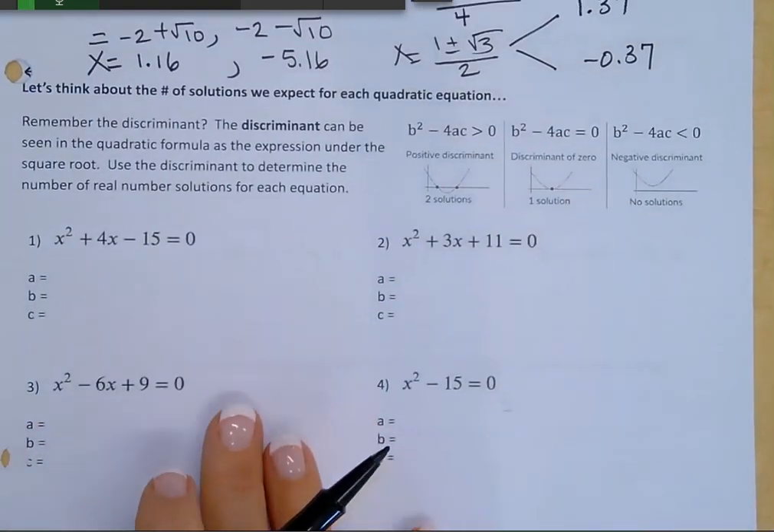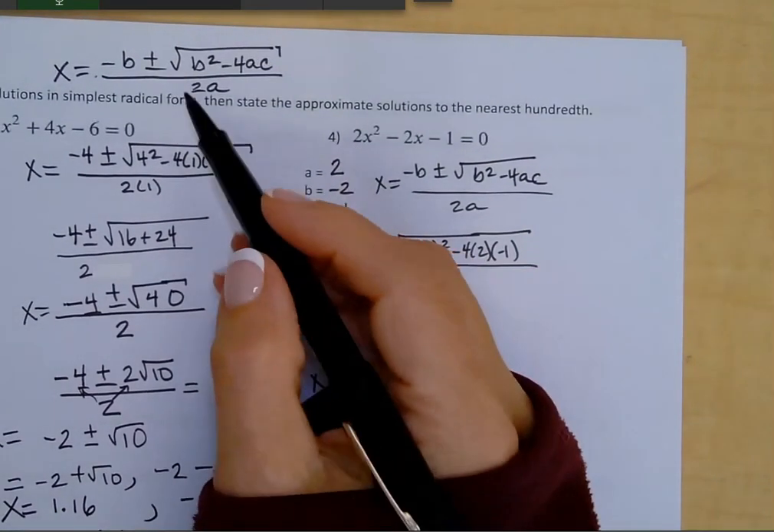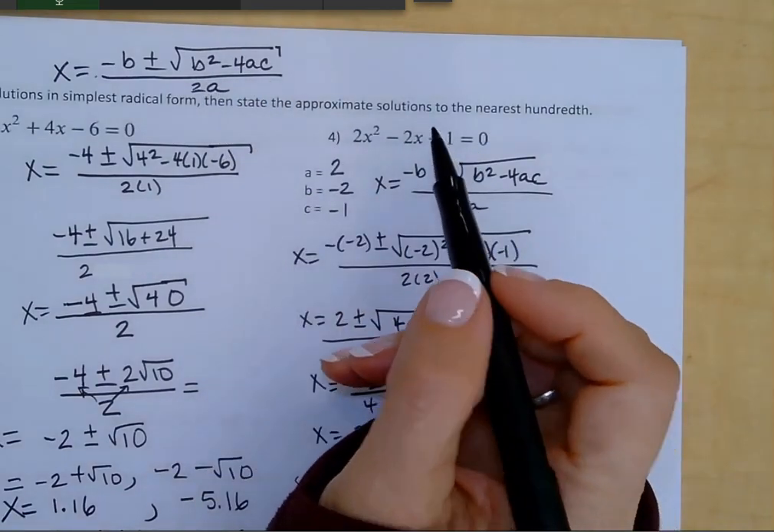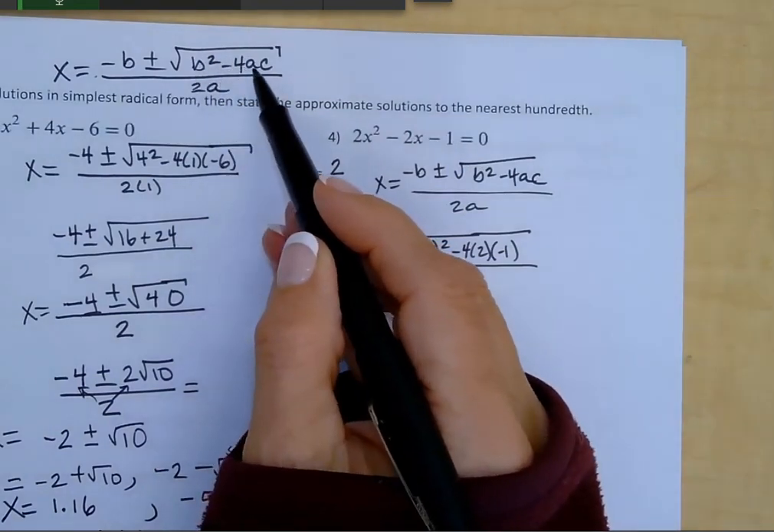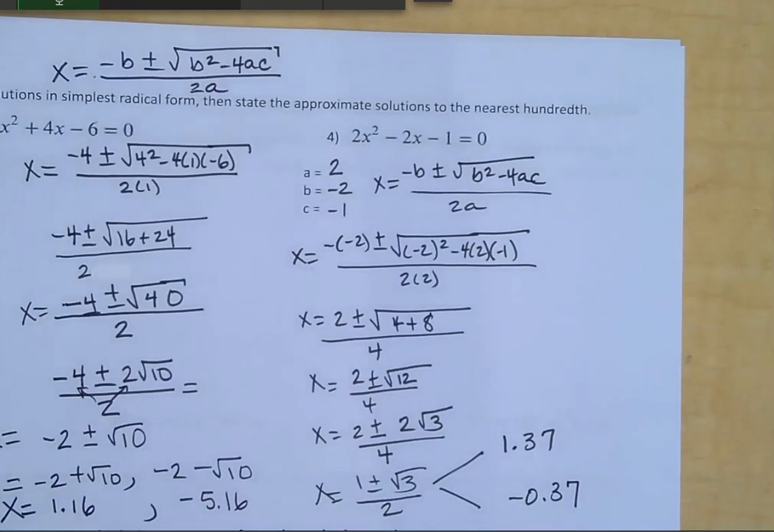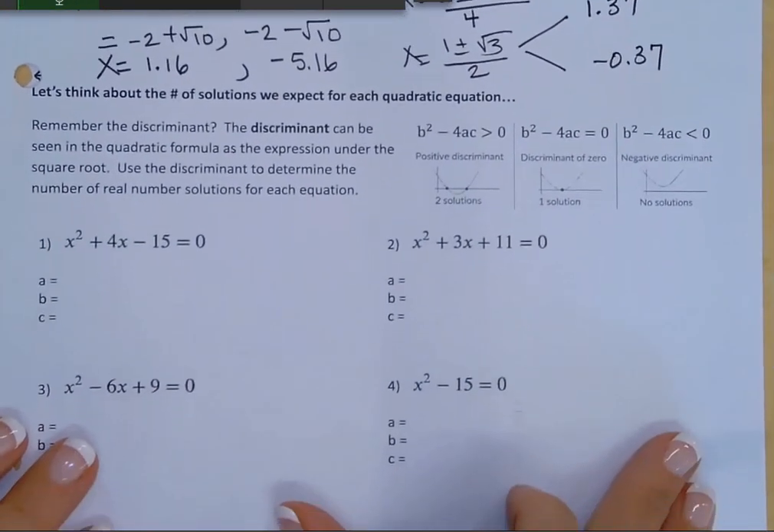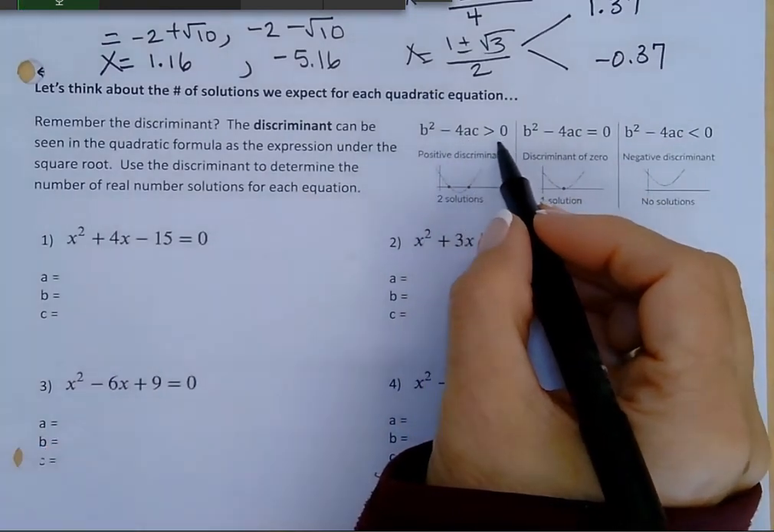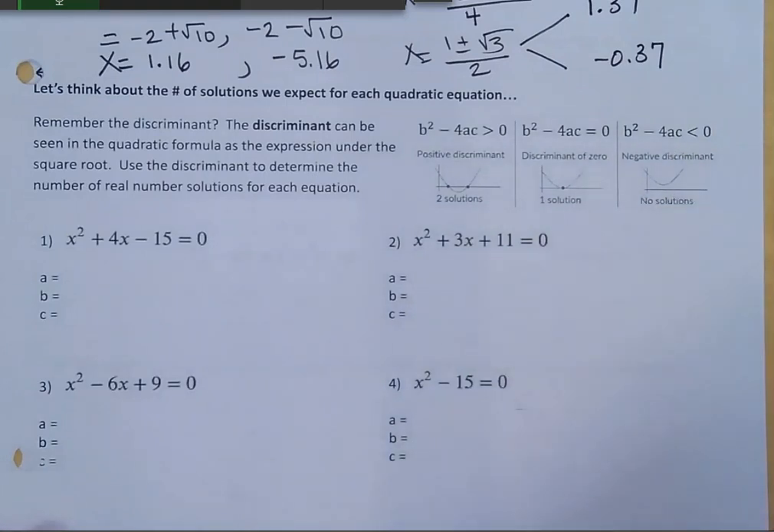So notice that the discriminant, b squared minus 4ac, that's what's going to go underneath the square root bar in your quadratic formula. Okay, so this is the reason we want it to not be negative. If b squared minus 4ac is negative, we can't take the square root of it, and that's how we know we don't have any solutions. Okay? All right, so if b squared minus 4ac is greater than 0, if it's positive, it means we have 2 solutions. If it's exactly 0, we have 1 solution, and if it's negative, we have no solutions.